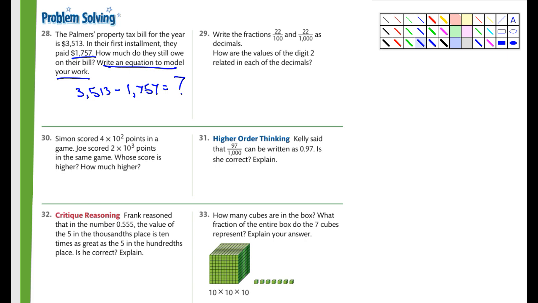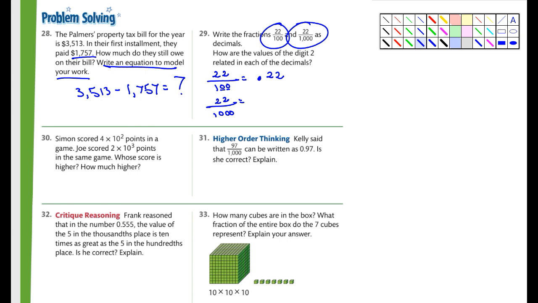Number 29, it says write the fractions 22 over 100 and 22 over 1,000 as decimals. Well, we did a bunch of those today. 22 over 100 and then 22 over 1,000. That's just the first step. That's what they're asking us to do in this first part. So 22 over 100, how many digits are we talking about to the right of the decimal? Well, to the hundredths place, so that's going to be 2 places. We know that because there's 2 zeros there. And so it's just going to be 22.